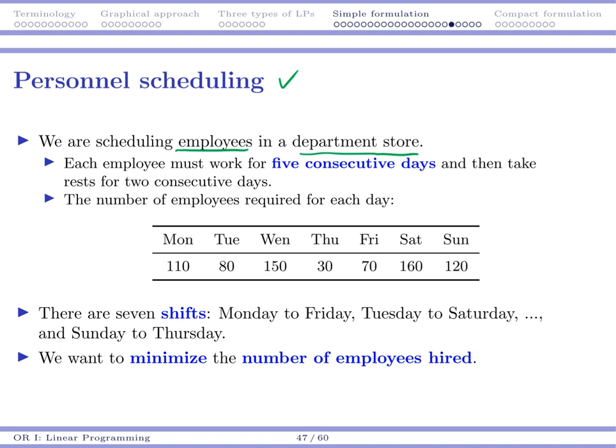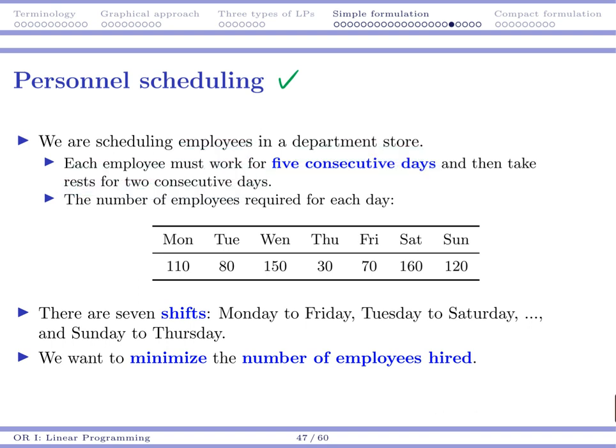The thing is that each employee is going to work for 5 consecutive days and then take rest for 2 consecutive days. Somehow that means if they start to work on Monday, they work for 5 days and they keep working until Friday. And then they have 2 holidays and then they go back to work. That's the idea of 5 consecutive days.